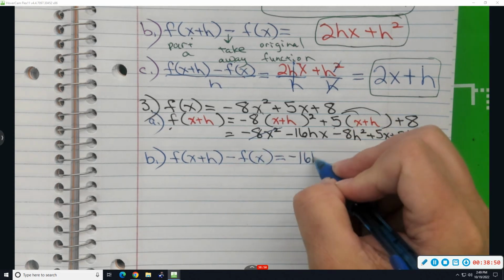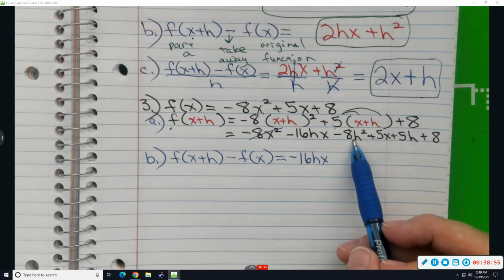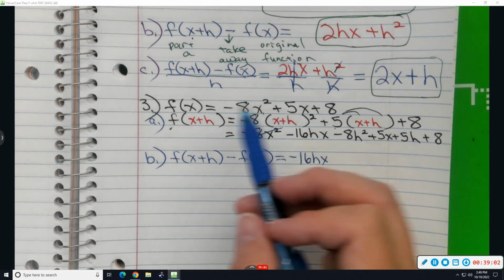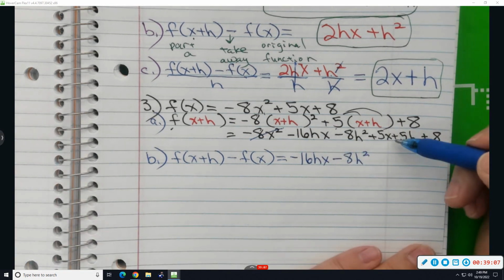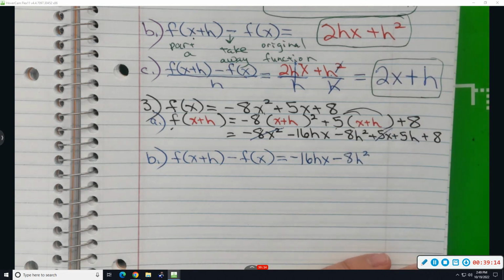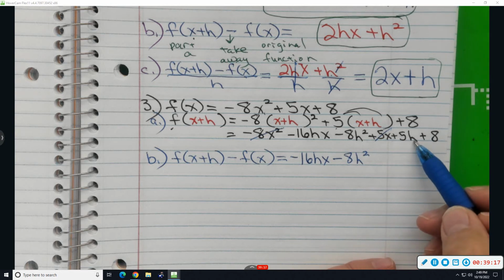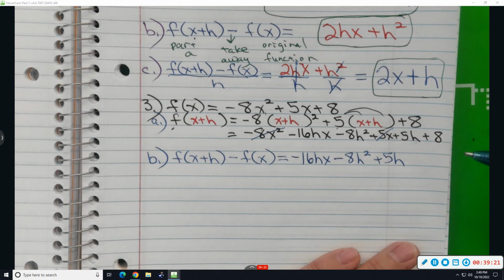So we have a negative 16hx. What about this thing, the minus 8h squared? It's going to stay also. It's not from the original. What about that plus 5x? It's going to drop off. Take away 5x, it's gone. What about the 5h? It's going to stay. There's not a 5h in the original problem. And the 8, drop it off.